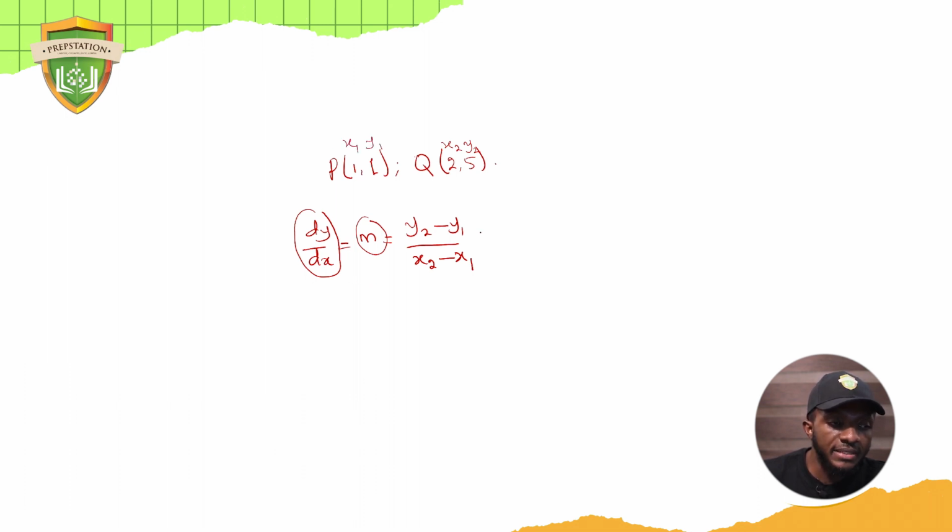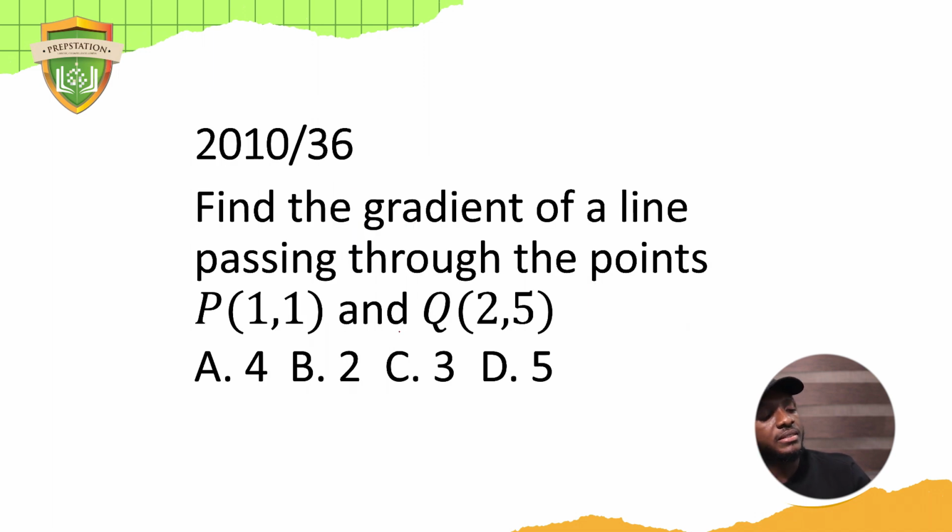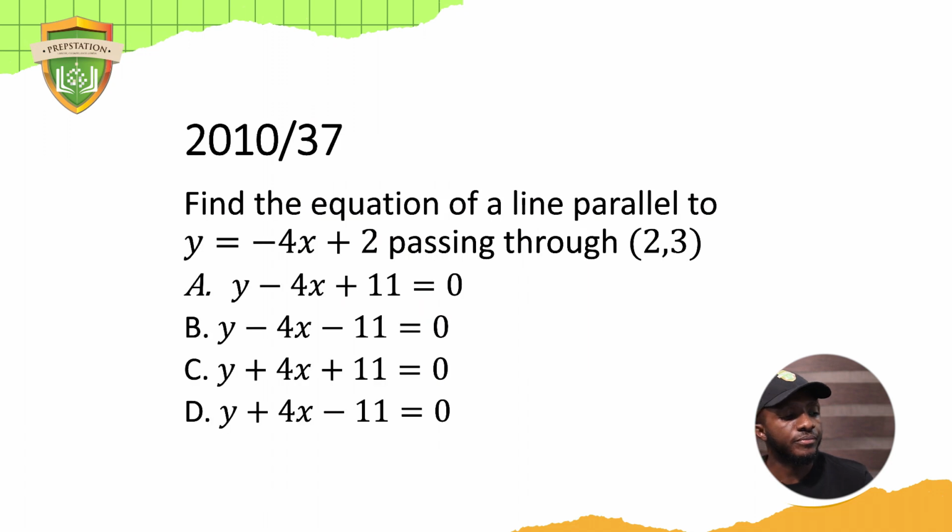So if we apply that, y2 is 5, so we have 5 minus 1. You see this? Over 2 minus 1. 5 minus 1 is 4. 2 minus 1 is 1. So 4 over 1 is 4. So the gradient is 4. Gradient, or the slope, is 4. So what's the answer? The correct answer is option A, which is 4.